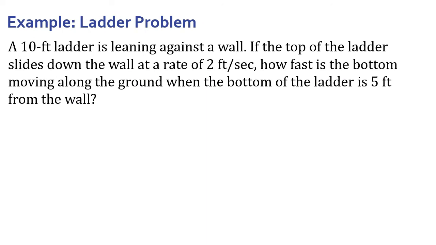A 10-foot ladder is leaning against a wall. If the top of the ladder slides down the wall at a rate of 2 feet per second, how fast is the bottom moving along the ground when the bottom of the ladder is 5 feet from the wall? First, let's create a picture. So here's our wall, here's the ground. I'll draw my ladder.